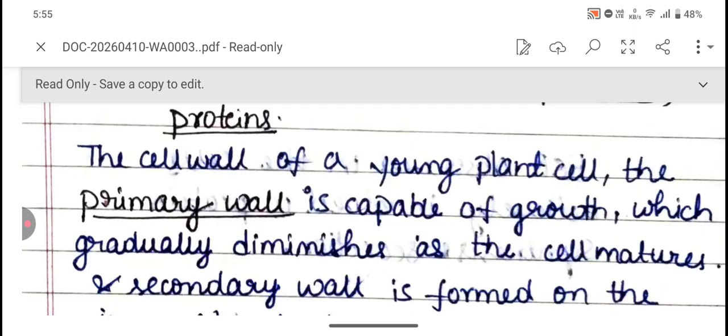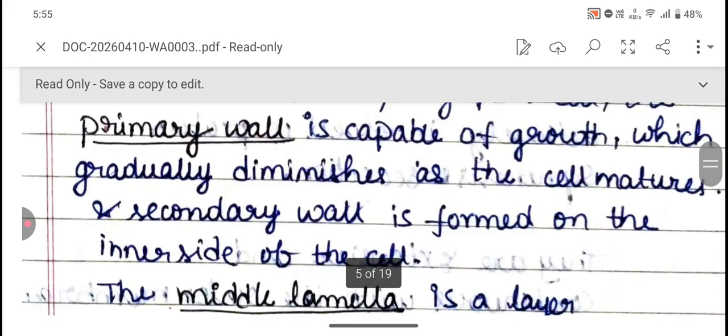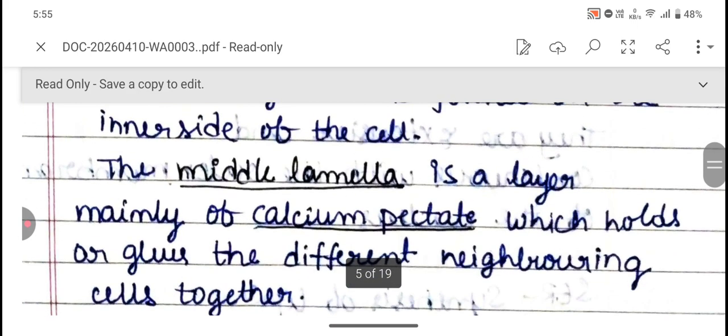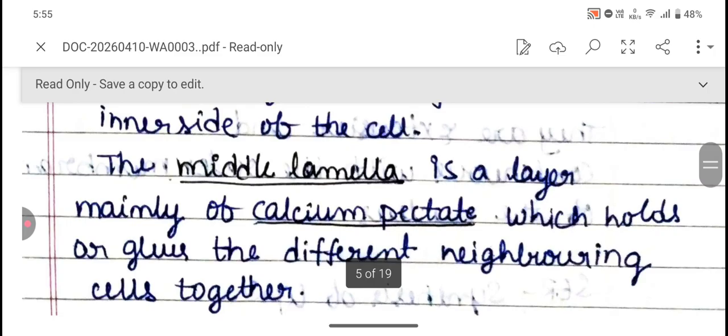growth, which gradually diminishes as the cell matures, and a secondary wall will be formed on the inner side of the cell. So the middle lamella is a layer which is mainly of calcium pectate, which holds or glues the different neighboring cells together.